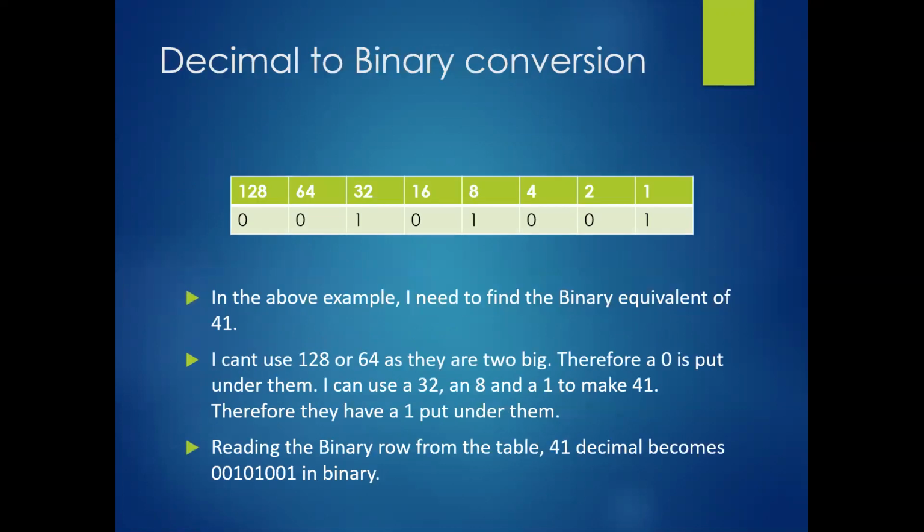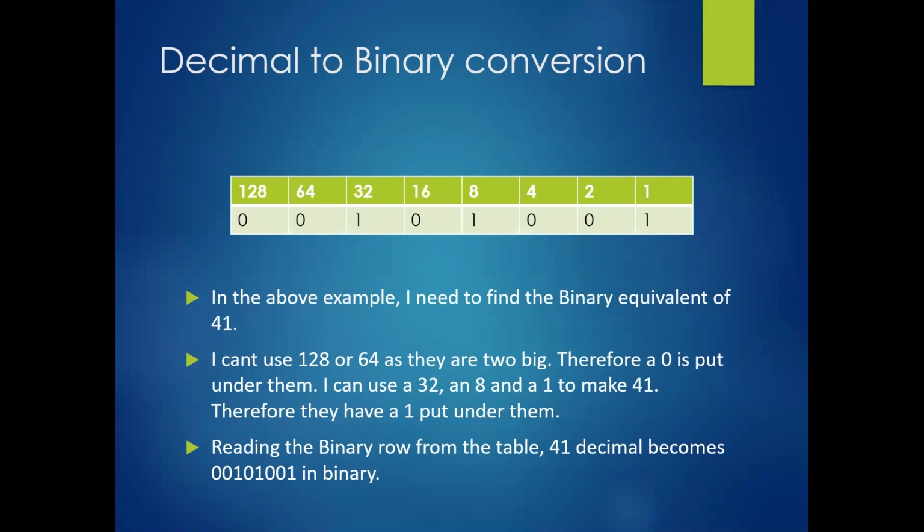So we'll dive right in and look at this one here. In this example, we needed to find the binary equivalent of 41. And what we've done here is we've not used 128 because that's too big. We only want to find 41. And we've not used 64, again, because it's too big. We can use a 32. And basically, we're building up these place values to get to our target value of 41.